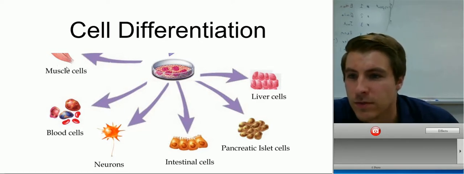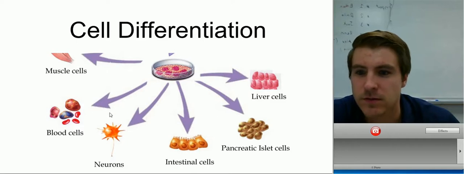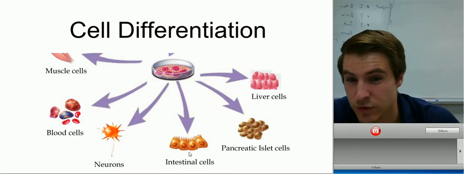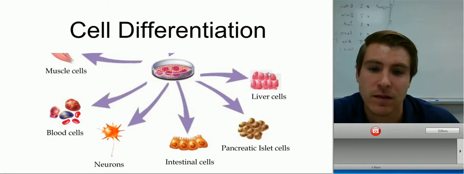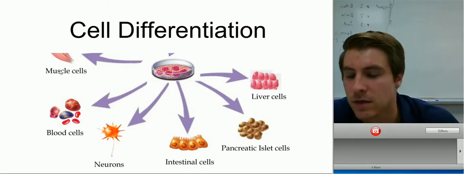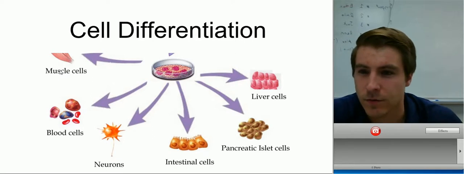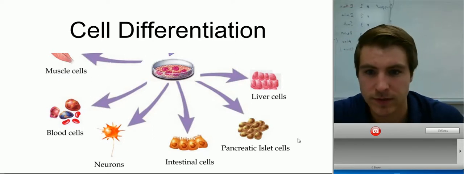You could start with muscle cells as an example. Red blood cells, very different in shape and function than muscle cells. Neurons, used for communication. Intestinal cells, used for absorption. Pancreatic cells, used for creating insulin. Liver cells. All of these cells have very unique functions and they look different from each other as well. So how is that possible? We're going to learn about that today.